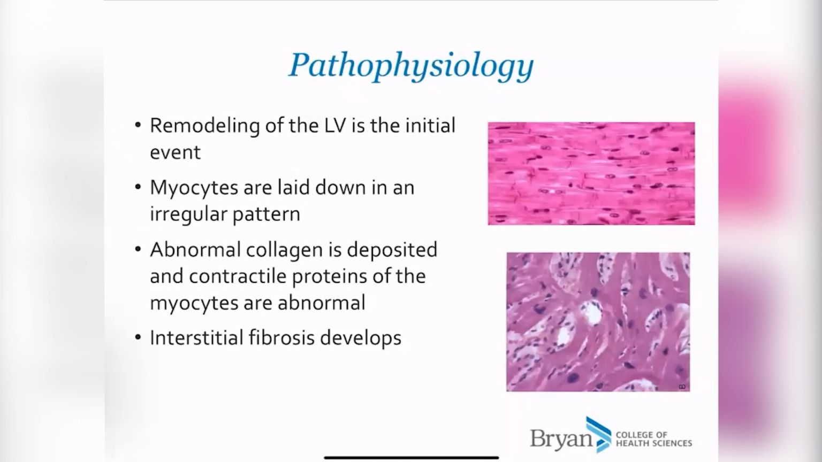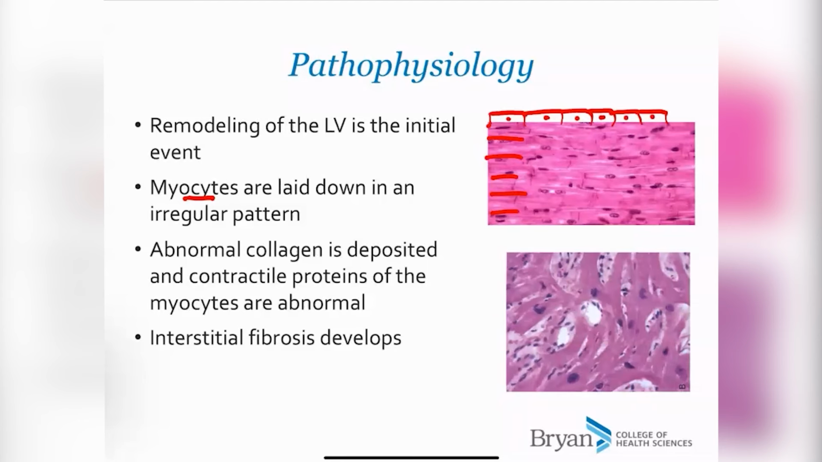So the initial event is that the left ventricle starts to remodel. Remember, there's no initiating event that causes an obstruction to outflow. The initial problem is that genetically the left ventricle develops abnormally. Generally, when we look at how our myocytes are laid down in our myocardium, they're very much in parallel and organized in such a fashion that they can all work together to help facilitate contraction, laid down in a very organized, systematic manner.